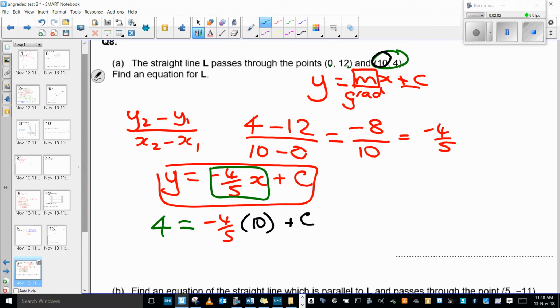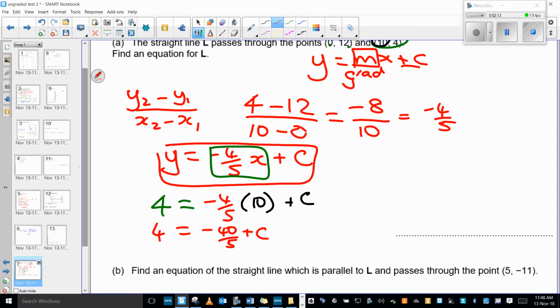And you're going to work out these values. So you've got 4 equals negative 40 over 5 plus c. What's negative 40 over 5? What's 40 divided by 5? 8. And then c on its own, you're adding 8 to both sides, so you get c is 12. So either way, we've got y = -4/5 x + 12. You happy with that if you didn't get it before?